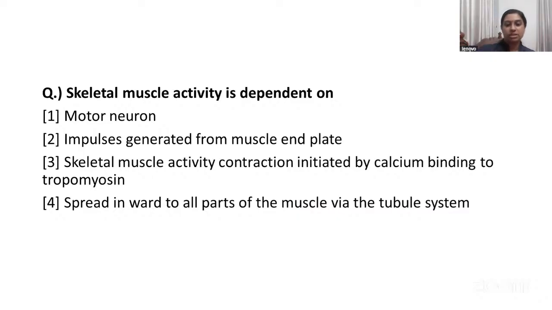Okay. Coming to the next question: skeletal muscle activity is dependent on. The first option is the motor neuron. Second is impulses generated from the muscle end plate. Third is contraction initiated by calcium binding to tropomyosin. Fourth is the spread inward to all parts of the muscle via the tubule system.